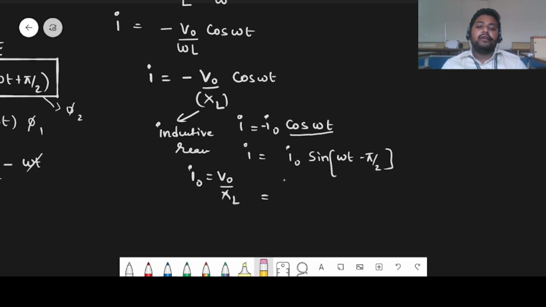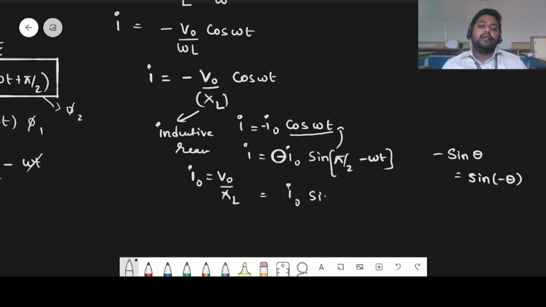I hope you understood that. Initially we write sine of pi by 2 minus omega t, which will give you cos omega t. Since a negative sign is already outside, we write minus sine of theta as sine of minus theta. Doing that, pi by 2 becomes negative and omega t becomes positive. So this is the final expression of current: I is equal to I naught sine omega t minus pi by 2.